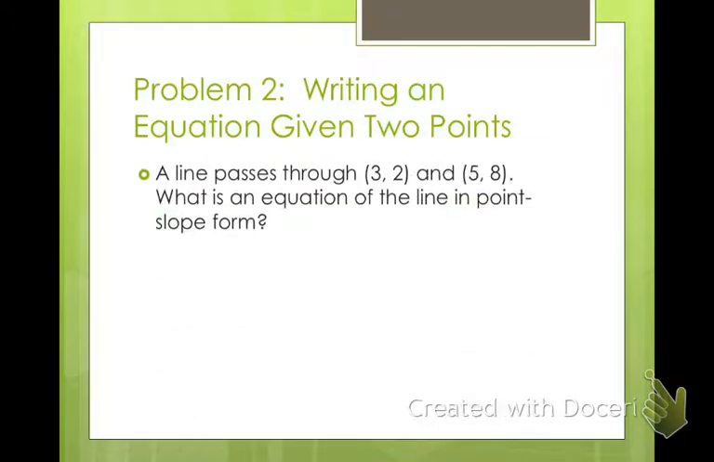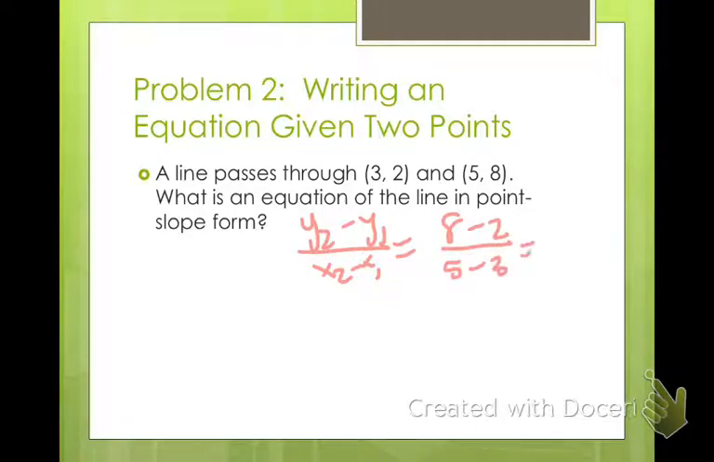Alright, so if you're given 2 points, how can we write an equation? Well, we have a point. Can we find a slope given 2 points? Of course we can. So we're going to use our slope equation, y2 minus y1 over x2 minus x1. So I'm going to do 8 minus 2 over 5 minus 3. 8 minus 2 is 6. 5 minus 3 is 2, so our slope is 3.